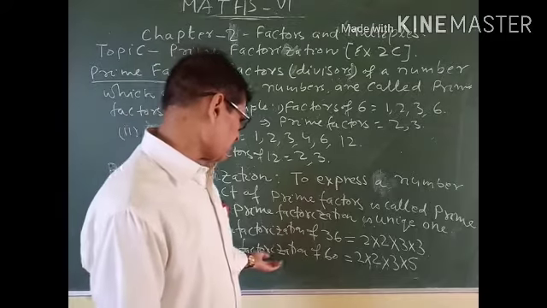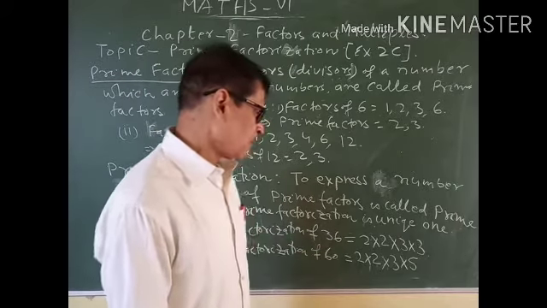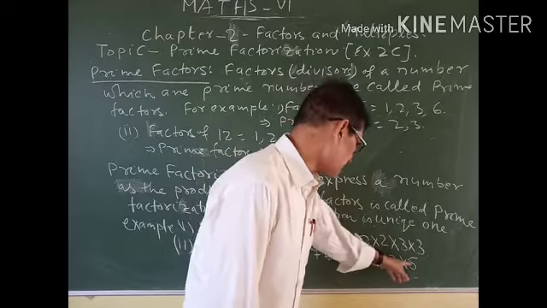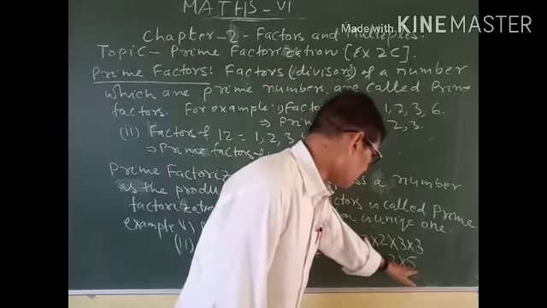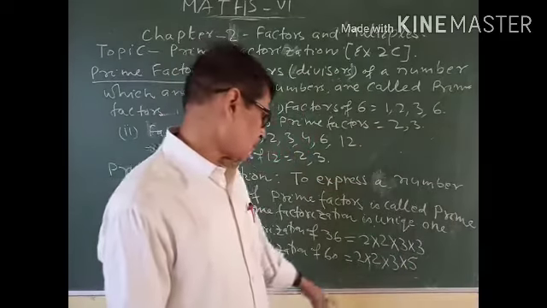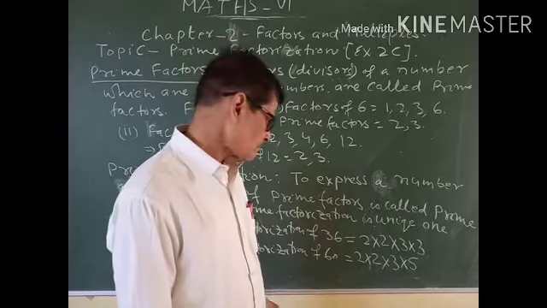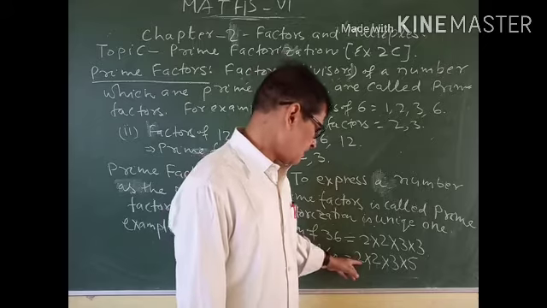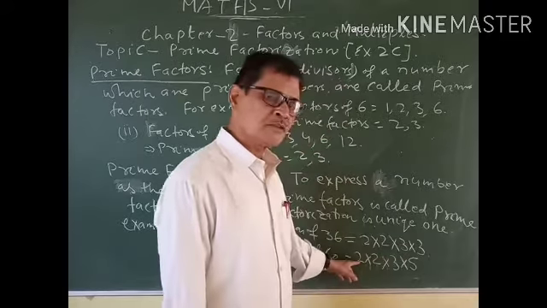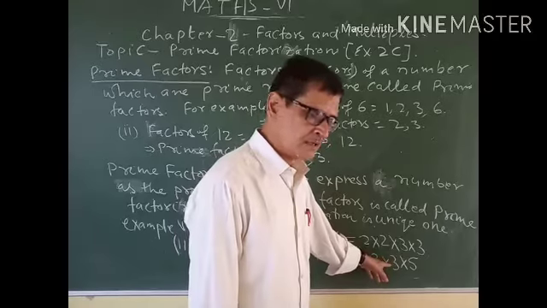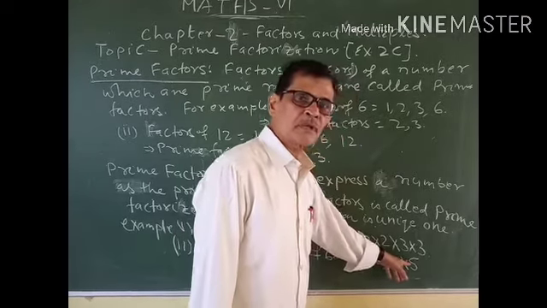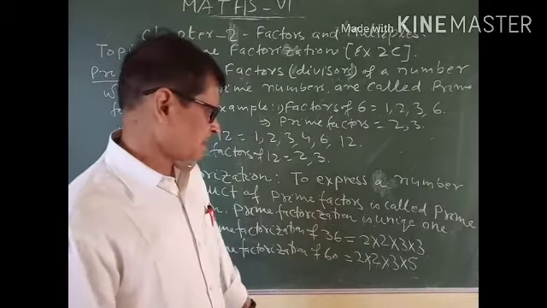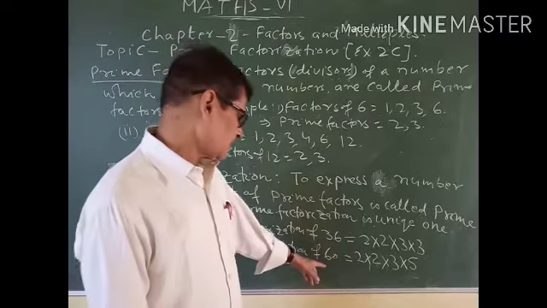Similarly, you can write the prime factorization of 60. Multiply this: 2 twos are 4, 4 threes are 12, 12 fives are 60. If you multiply these numbers, then the product will be 60. Now study the properties of these numbers. 2 is a prime number, 3 is a prime number, 5 is also a prime number. So this expression represents the prime factorization of 60.